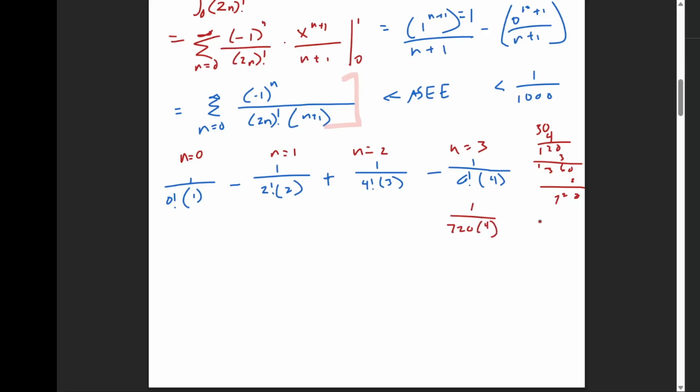Use your brain, it's going to be less than 1 over 1,000, so we know to stop there, right? So these are the 3 terms we're going to be looking at. 0 factorial, that's just 1, right? So 1 over 1, or whatever, it's going to be 1.